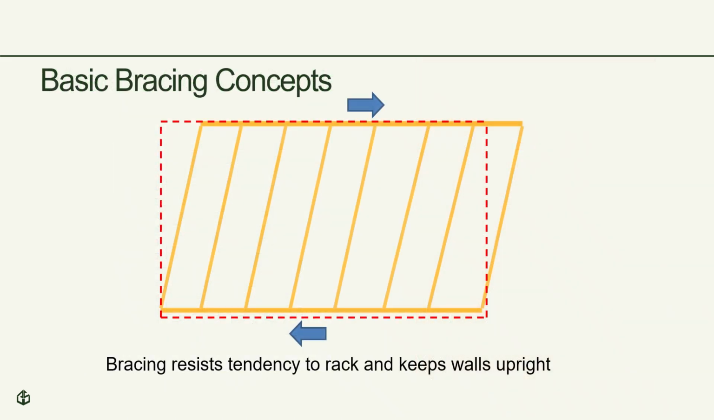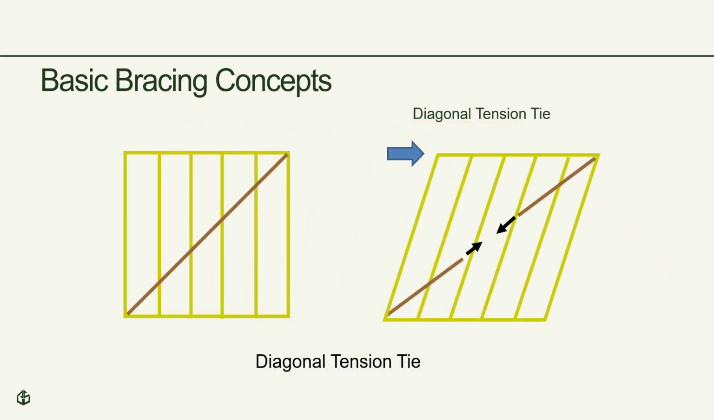Now let's discuss some basic bracing concepts. In this illustration, you can see a stud frame wall, and under lateral load it would have a tendency to rack. To prevent the racking, the wall needs to be braced. Diagonal tension ties create a triangular geometry. Compression ties are rarely effective, if at all. Diagonal board sheathing, however, works in this mode, also let-in wall brace method.